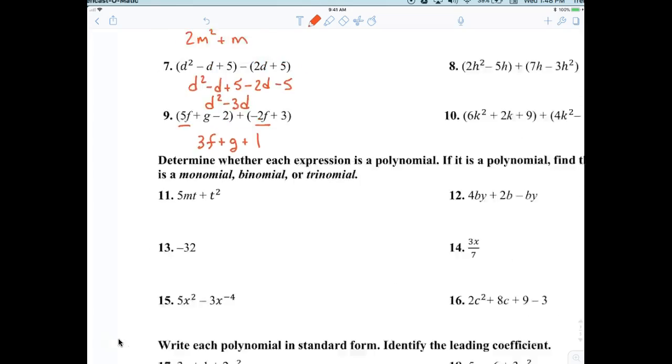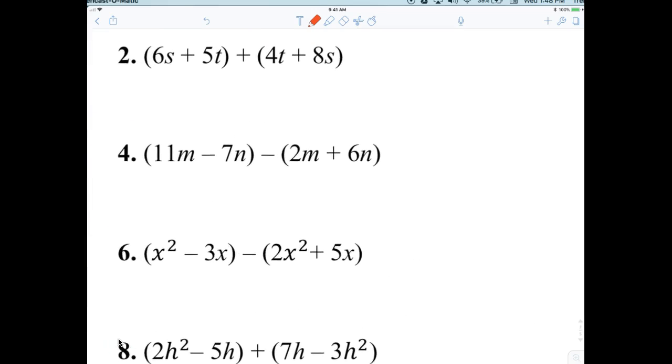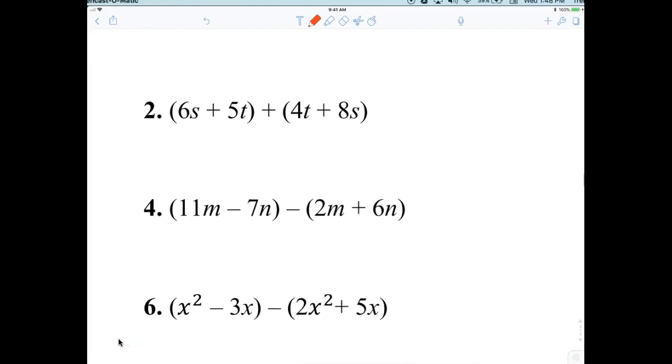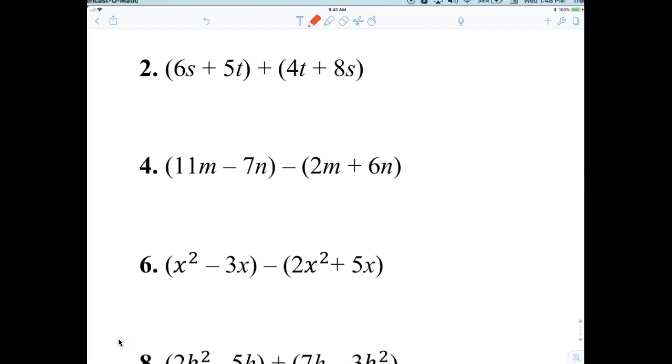Now let's see if I've done a good job. Let's look at number 2. Everybody should be able to look at that and say that's just 9t, and technically why would I say 14s? Alphabetical order generally. If you accidentally put 9t plus 14s, I'm not going to mark it wrong. I'm just saying, for those guys who are listening, you generally write in alphabetical order.